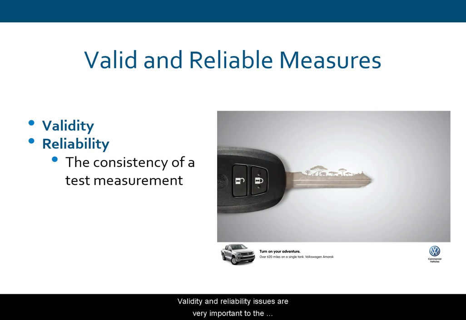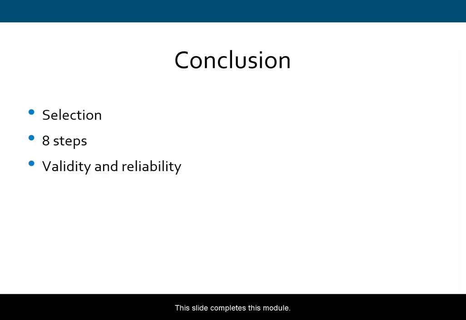Validity and reliability issues are very important to the selection process. It is not only the key to avoid illegal discrimination, but really the keystones for selection process. Please spend more time and have a solid understanding of them. This slide completes this module. We talked about what is selection, the 8 steps of selection, and validity and reliability. I hope by studying this chapter, you'll be able to make valid and reliable selection decisions.